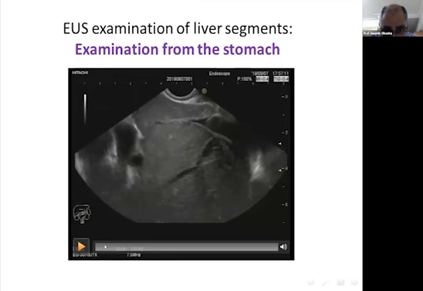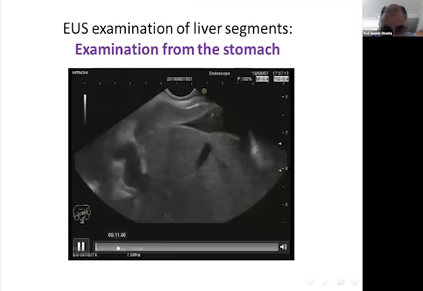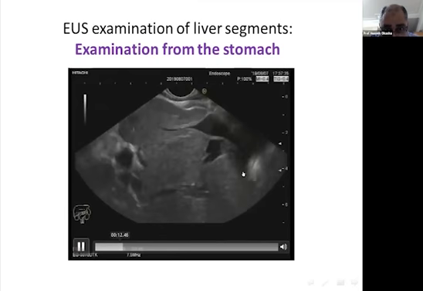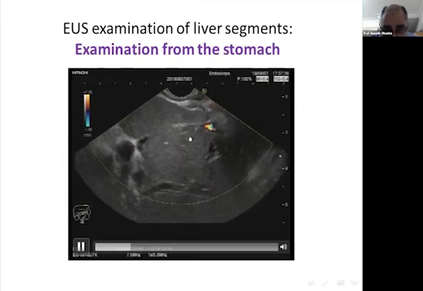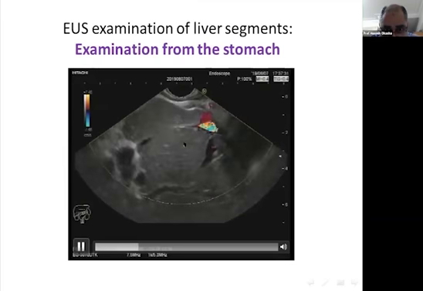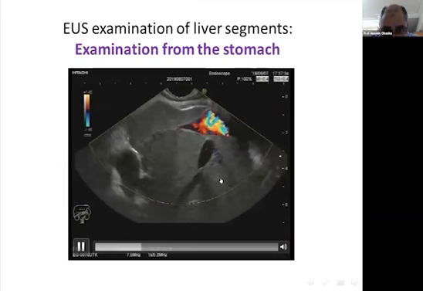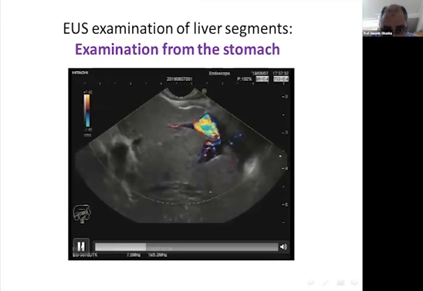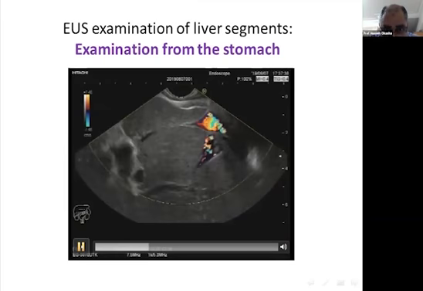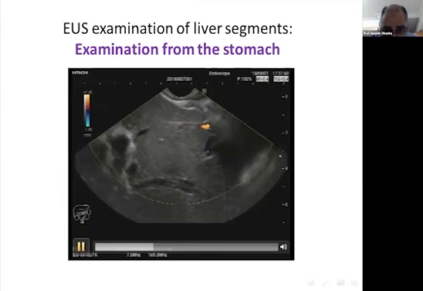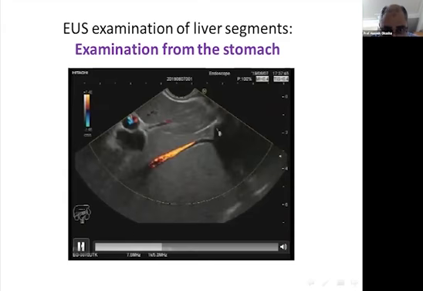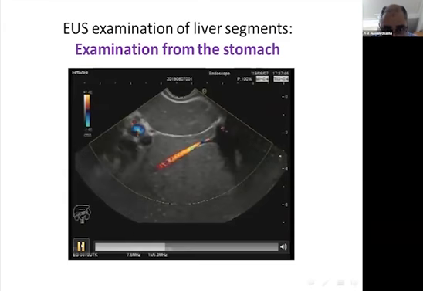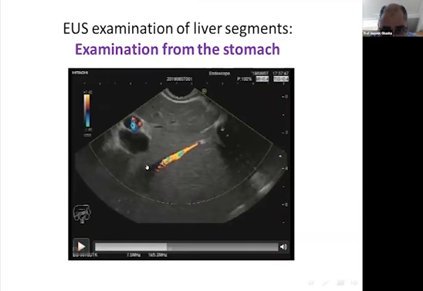Okay, it is very nicely seen. And then I will do gradual counterclockwise rotation. So this is segment 1, 8, 7. With counterclockwise rotation, yes, now I can see very nicely the middle hepatic vein. The middle hepatic vein is opposite to the right hepatic vein.